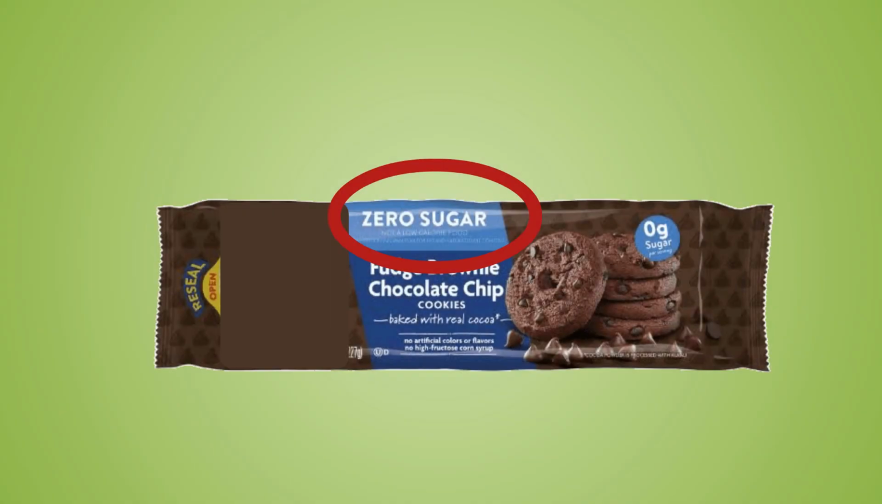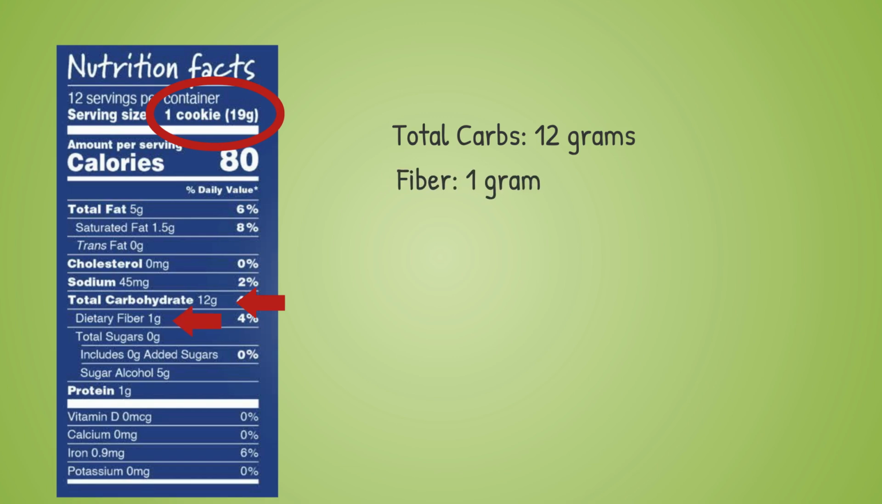Here is an example of a sugar-free cookie. Let's check out the nutrition information. In one cookie, there are 12 grams total carbs. It also has 1 gram of fiber and 5 grams of sugar alcohols. As the fiber is less than 5 grams, we don't need to count that.